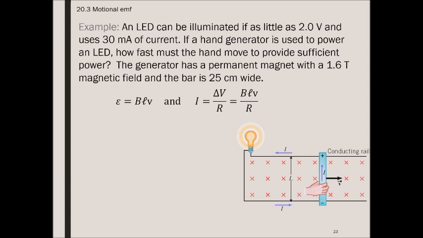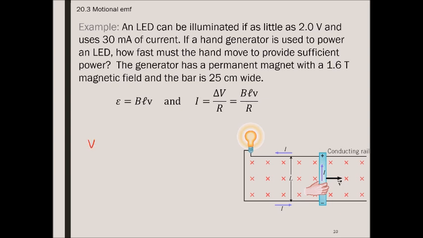Okay, now for a little bit of mathematics, we're going to use this BLV formula to determine the current and the resistance of this particular situation. So an LED light can be illuminated with as little as just 2 volts of a potential difference across it, and then it would take 30 milliamps of current. If we're going to use the hand generator to power the LED, how fast must we move our hand to provide sufficient power to generate enough current to make this thing go?